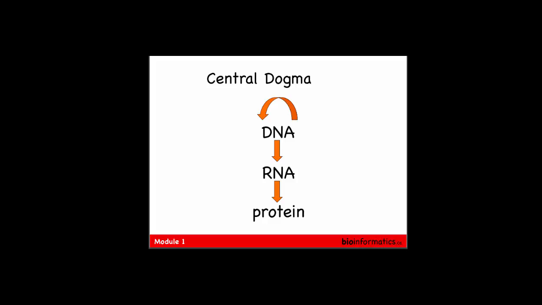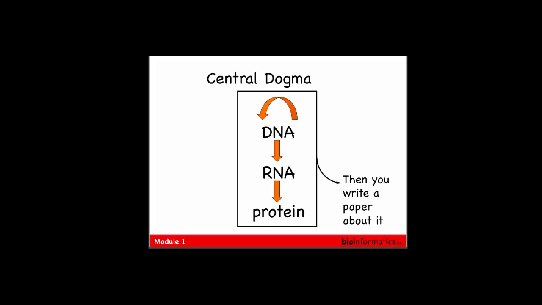So the central dogma, which all of you know, I'm assuming, is DNA makes RNA makes protein. And then we have what I call the NCBI version of the central dogma: DNA makes RNA makes protein, and then you write a paper about it. And so linking DNA, RNA, proteins, and publications is a key thing to computational biology and a key thing to the way we do work here.